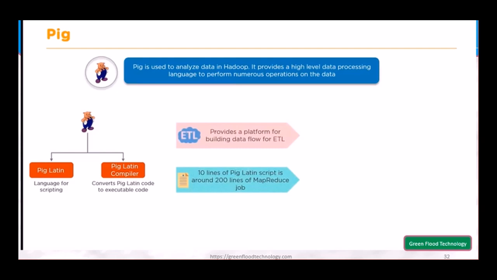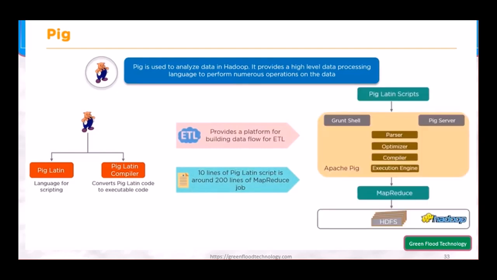One line of Pig Latin is approximately 100 lines of MapReduce job, or 10 lines of Pig Latin script is around 200 lines of MapReduce job. Pig first loads the data, then performs various functions like grouping, filtering, joining, sorting, and finally dumps the data on the screen or stores it in HDFS.